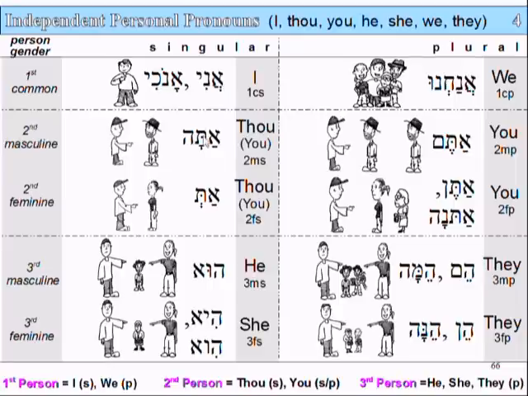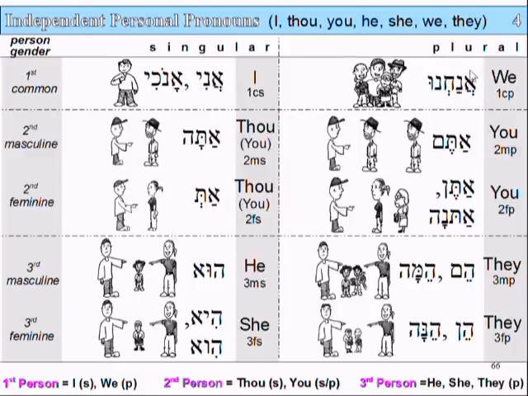Ani or anochi for I, ata for you or thou, or at for you or thou to a woman, hu meaning he, and the word in Hebrew hi, hey yod aleph, meaning she. And sometimes it's spelt, in the first five books, it's spelt with a vav, and it's got a little chirik here to say don't pronounce it hu but hi. So hi means she and hu means he. Okay, you can make up a little rhyme about that to drill that into your head.